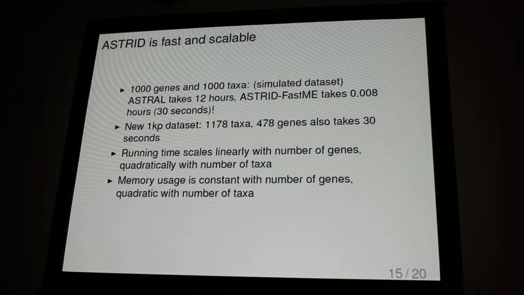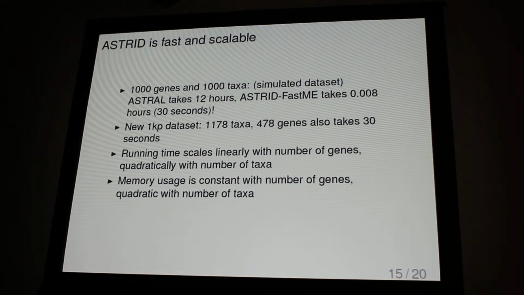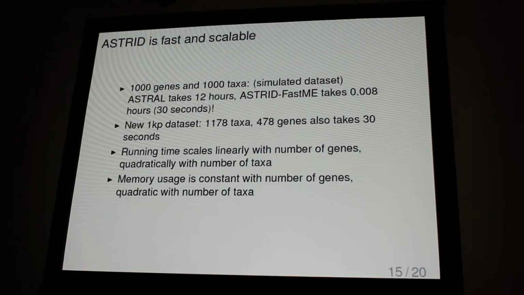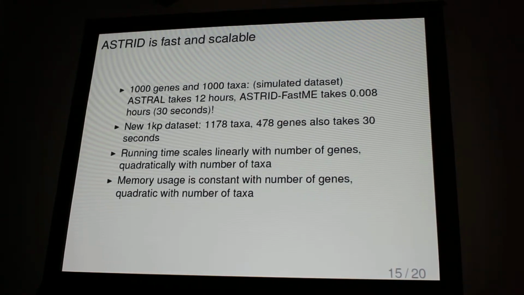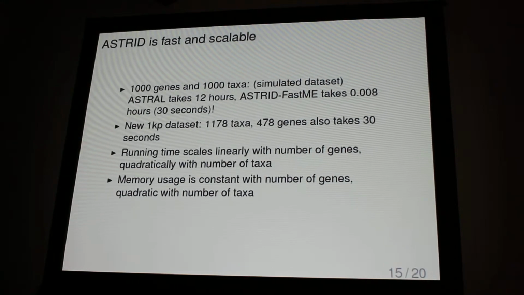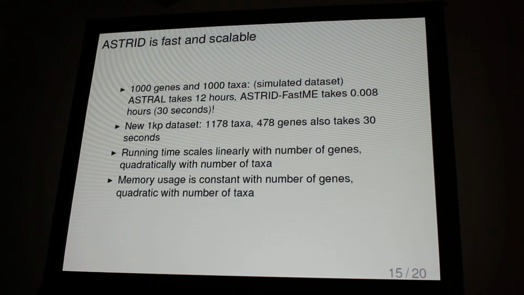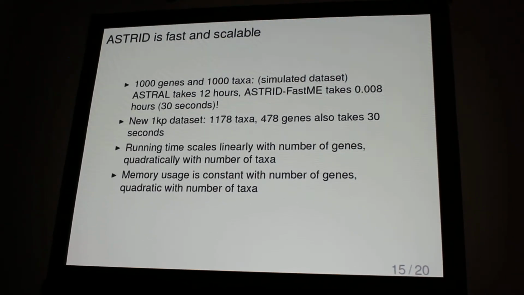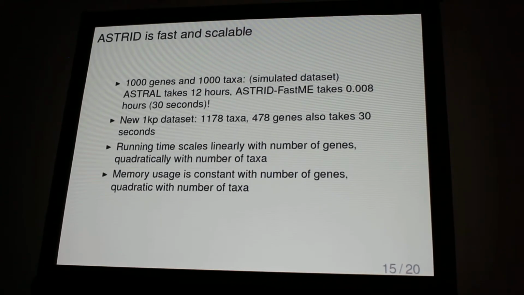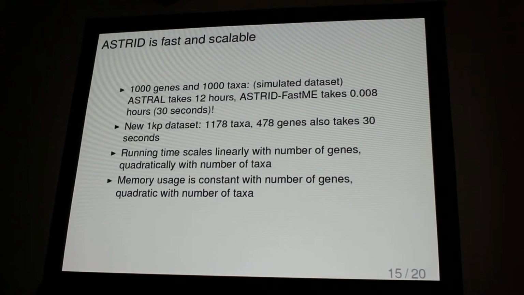And if we think about the theoretical running time of ASTRID, it's also quite nice. The running time scales linearly with the number of genes, so if we have twice as many genes, it'll take twice as long, and quadratically with the number of taxa. So if we have twice as many taxa, it'll take 4 times as long. And this is at least as good as most other species tree estimation methods. Most take longer than that. The especially nice thing is that the memory usage is constant with the number of genes, so you can add more and more and more genes, but you'll still be able to run it on your computer even if it'll take longer. You don't have to worry about running out of memory as you increase the genes. Of course, that's not true for taxa, but it's true for genes.